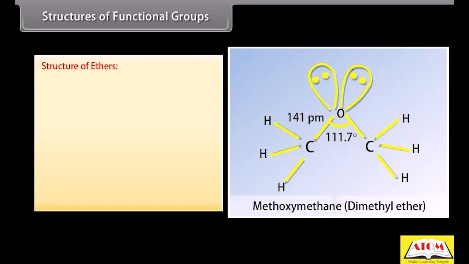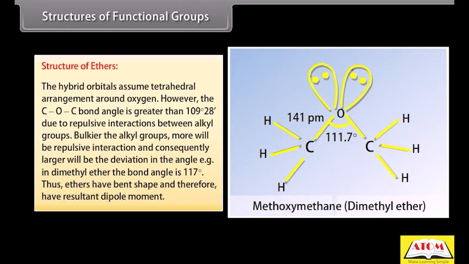Structure of ethers. The hybrid orbitals assume tetrahedral arrangement around oxygen. However, the C-O-C bond angle is greater than 109 degrees 28 minutes due to repulsive interactions between alkyl groups. Bulkier the alkyl groups, more will be the repulsive interaction, and consequently larger will be the deviation in the angle. For example, in dimethyl ether, the bond angle is 117 degrees. Thus, ethers have bent shape and therefore have resultant dipole moment.